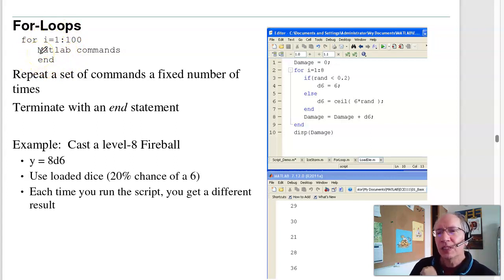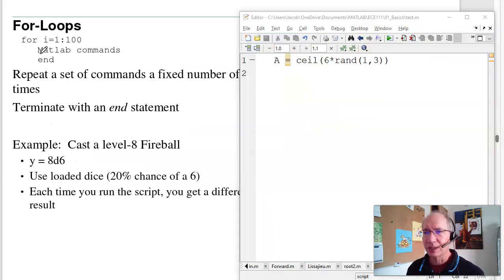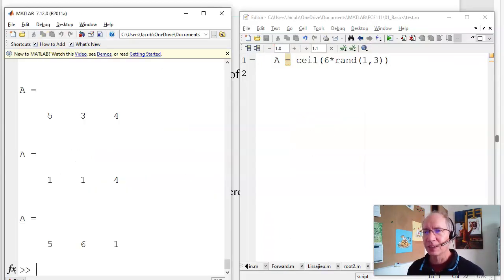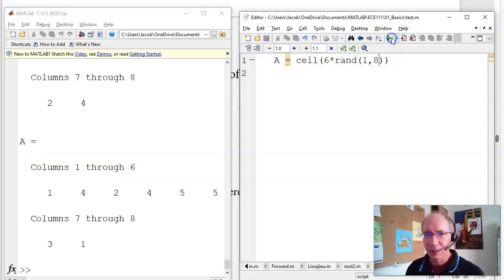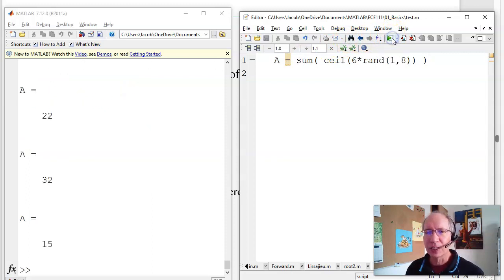So using that, suppose I want to cast a level 8 fireball using loaded dice. Now if I had fair dice, what I could do is this. I have a level 8 fireball, 8 6-sided dice. So there's my 8 dice. Now add them up. This is the damage done by a level 8 fireball using fair dice.